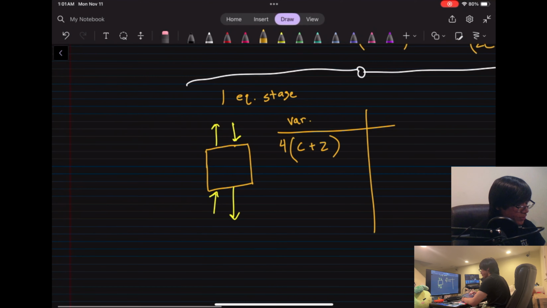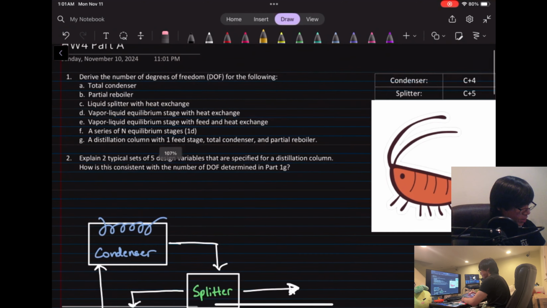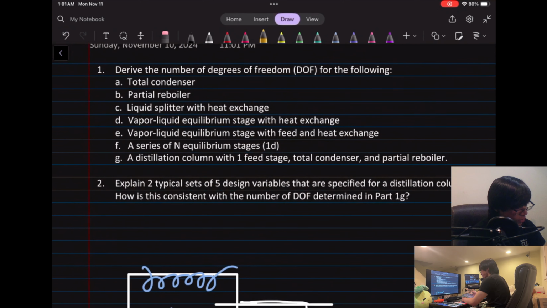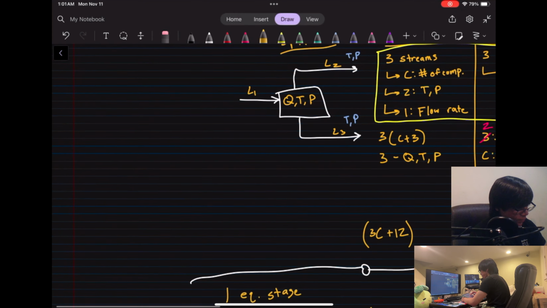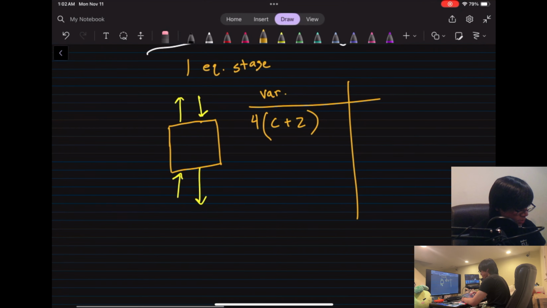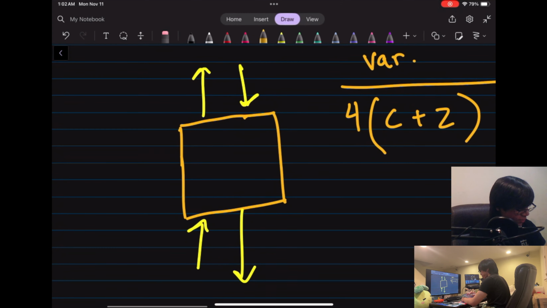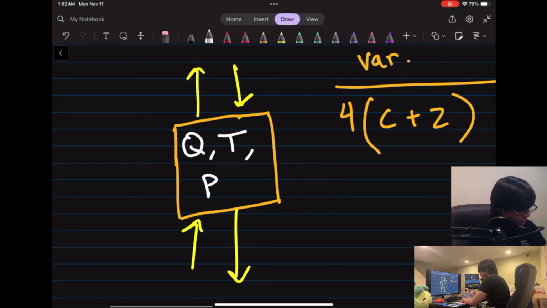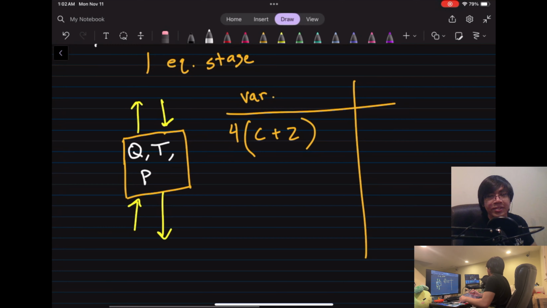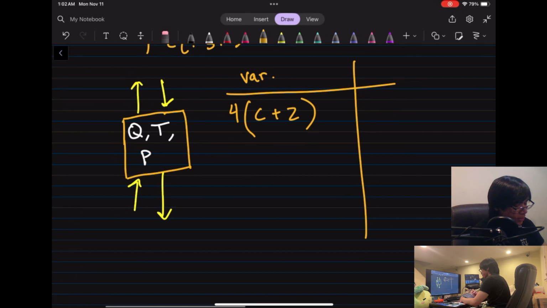And of course, with our equilibrium, I think it's also stated in the problem. So vapor liquid equilibrium stage with heat exchange. So again, a usual equilibrium stage will have temperature and pressure, but then we also have, in our case, a Q. So this could be heat supplied, heat transfer, just the heat in general. And then we differentiate that from energy. So that's another 3 from those 3 unknowns.